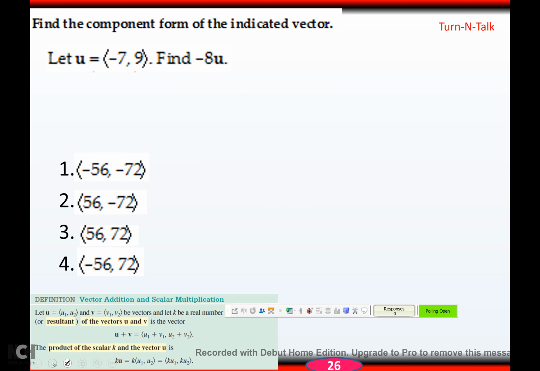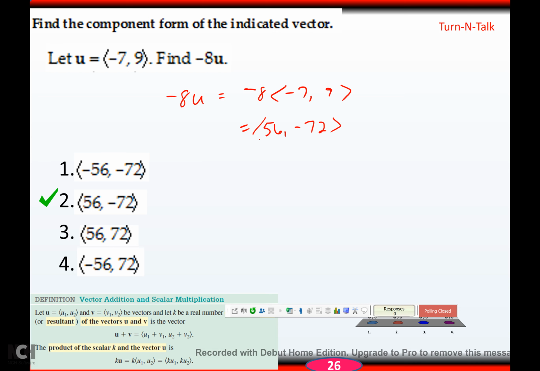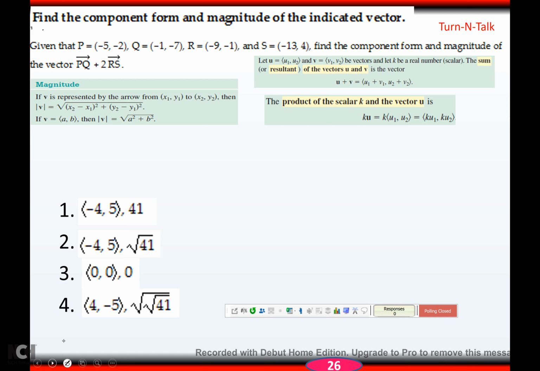Okay, try this one. Hit pause. Come back when you're ready. And you should get 56, negative 72. If I multiply negative 8 times u, that's negative 8 times negative 7, 9. Distribute, that's 56, comma, negative 72. Alright, try this one. Hit pause. Come back when you're ready.